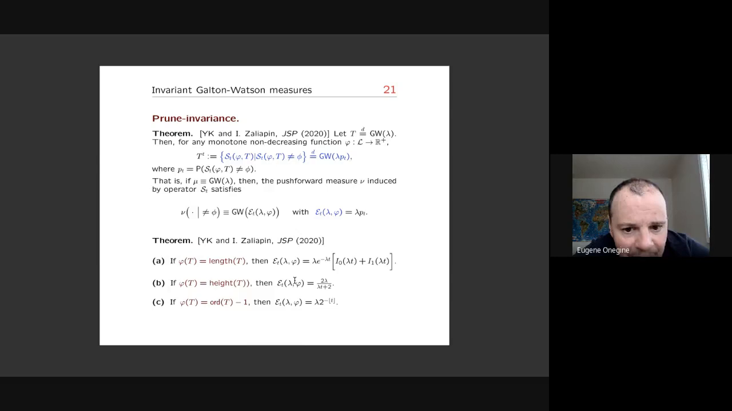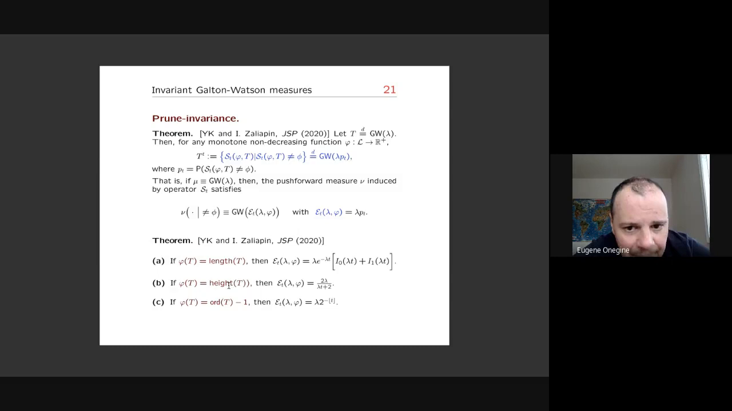So in general, the result we proved a few years ago was that critical binary Galton-Watson trees are prune invariant under the operation of generalized dynamical pruning as described here. And what happens to the parameter lambda? Lambda is changing in the following way. The new parameter becomes lambda times the probability of the tree surviving under pruning. And so we have all the new parameters for different functions phi.